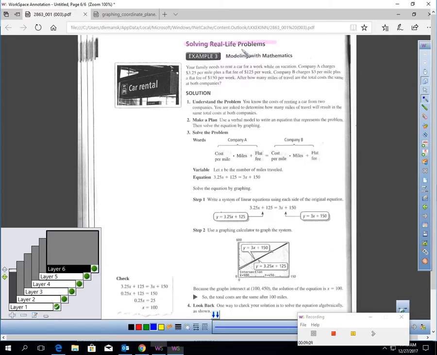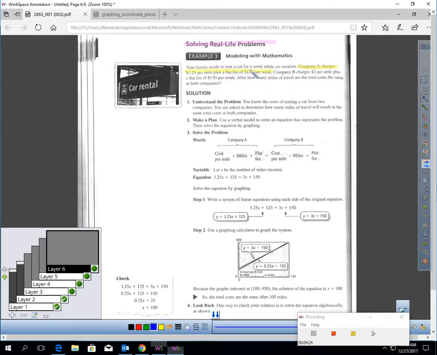To finish up, we can solve real-life problems. Now, the book has you graph it. I personally wouldn't graph these. I think the graphing is a bigger headache. It's something you'd need to know how to do, but we could solve this by just showing our work.